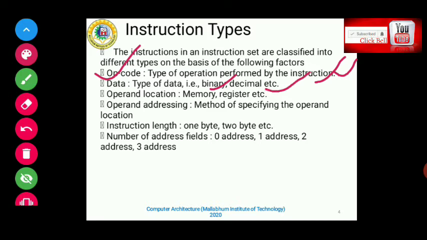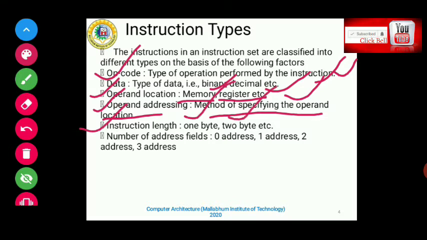Next one is the operand location. The operand can be in memory or in a register, and depending on that, different types of instructions are available. Next one is operand addressing, the method of specifying the operand location. That means depending on the addressing mode, different types of instructions are available. Next one is instruction length, 1 byte, 2 byte, etc. There are different types of instructions available which are 1 byte, 2 byte, 3 byte, etc.